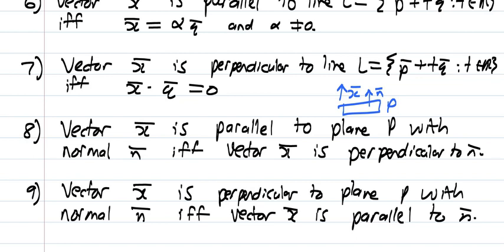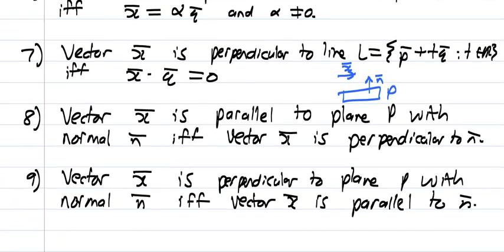Sorry, my picture that I've just sketched, I wanted that the following: vector x is parallel to plane P if and only if vector x is perpendicular to a normal n. And then the last one that you need to know is the following: if you have a vector x and you have a plane P, then you can say vector x is perpendicular to plane P with normal n if the vector x is parallel to a normal of the plane.